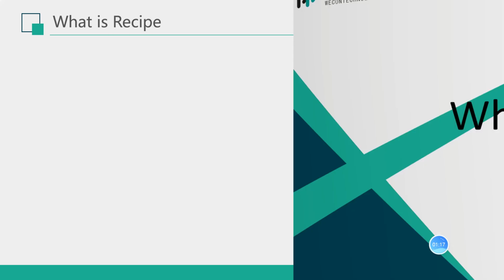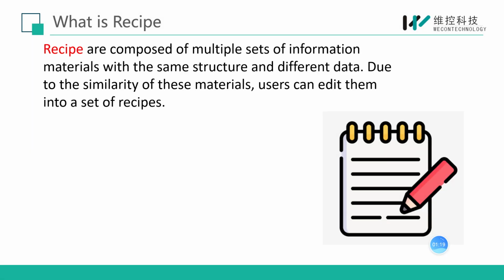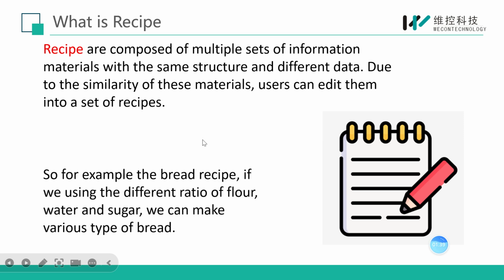So first, what is recipe? Recipe is composed of multiple sets of information material with the same structure and different data. Due to the similarity of this material, users can edit them into a set of recipes. For example, with bread, we can use different ratios of flour and water and sugar, so we can make various types of bread.